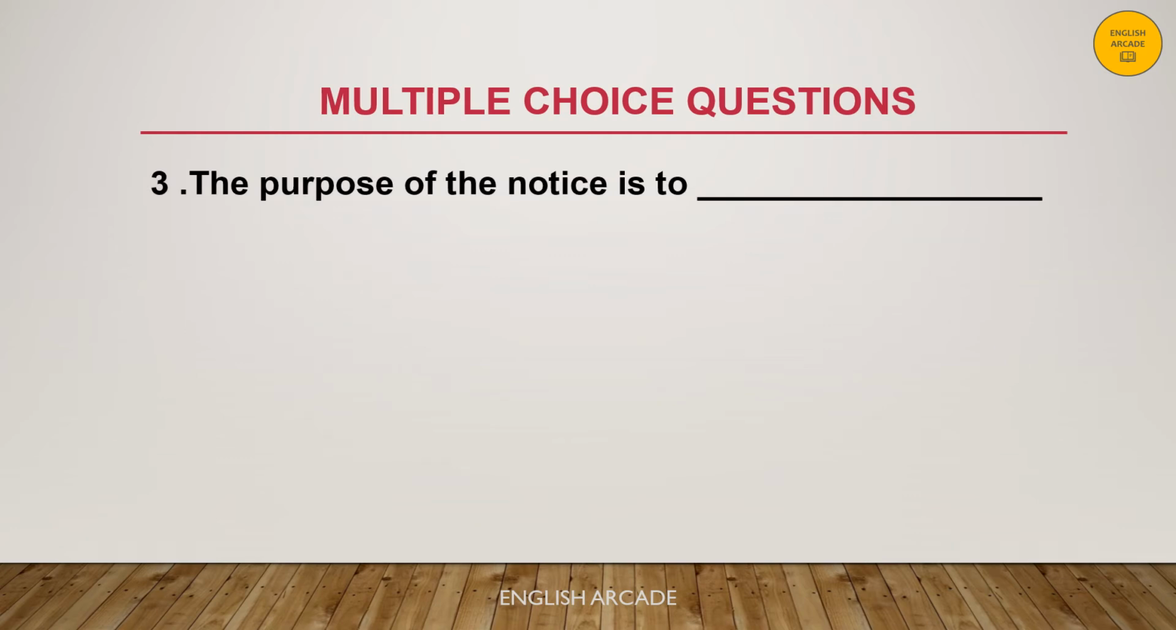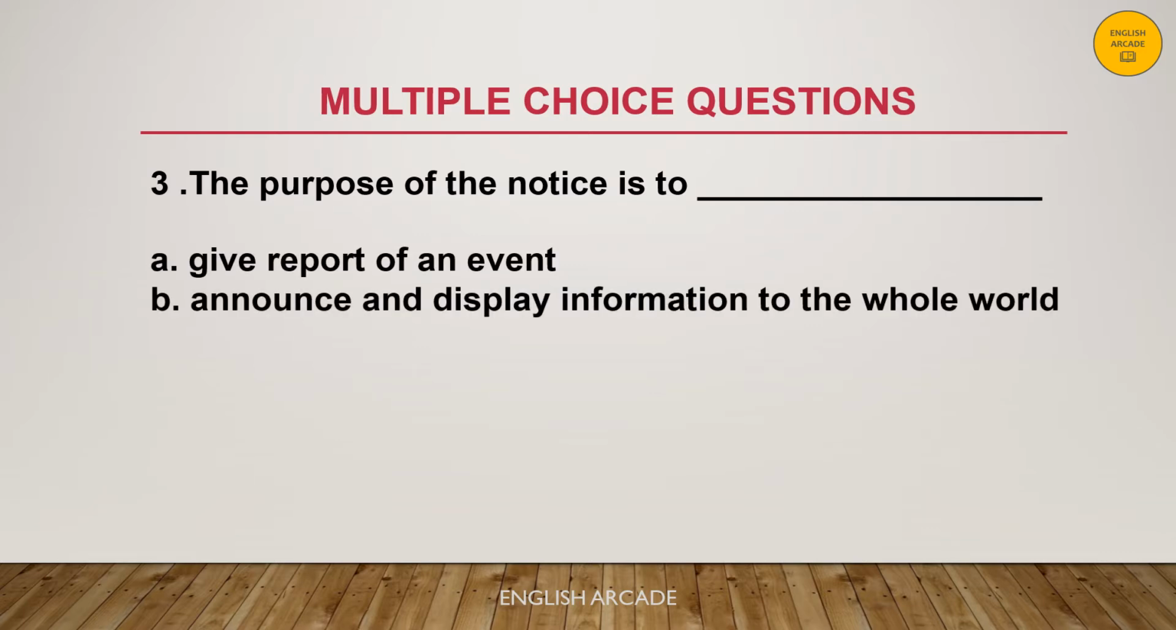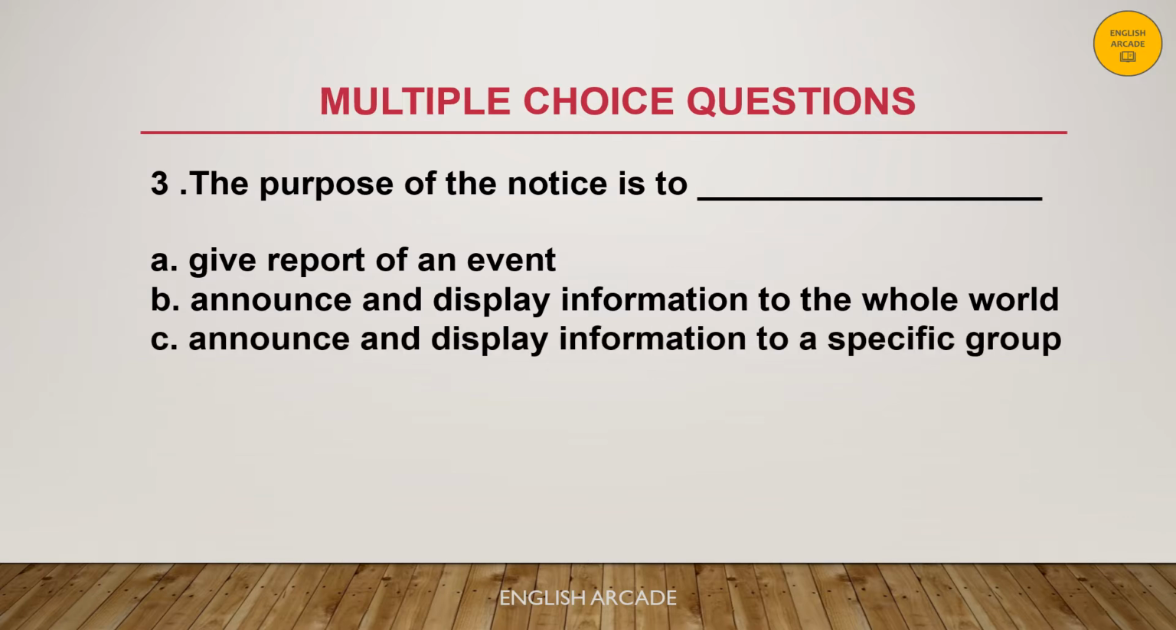Question 3. The purpose of the notice is to. So you have to complete the sentence. A. Give report of an event. B. Announce and display information to the whole world. C. Announce and display information to a specific group. D. Summarize an event. So we all know the correct answer. It's C. Announce and display information to a specific group of people.